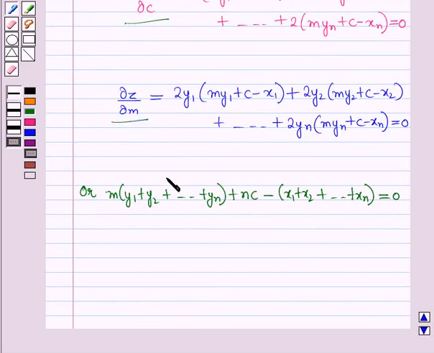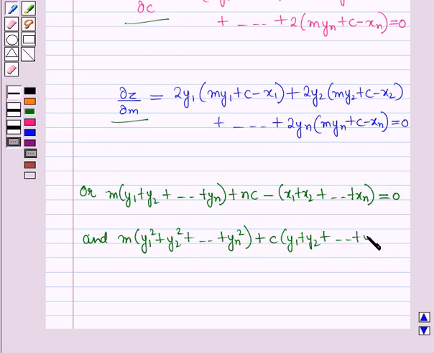And from this equation, we can write m(y1² + y2² + and so on up to yn²) + c(y1 + y2 + and so on up to yn) − (x1y1 + x2y2 + and so on up to xnyn) is equal to 0.